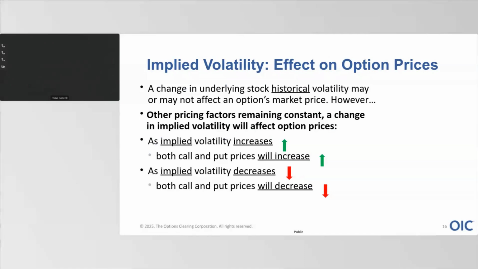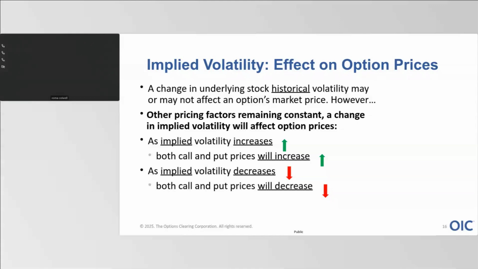Here's an interesting piece of implied volatility: when implied volatility goes up, both the calls and the puts go up in price. And when implied volatility decreases, both the calls and puts go down in price. There are all kinds of factors for why that happens, but basically, the price of a call and a put have a relationship.